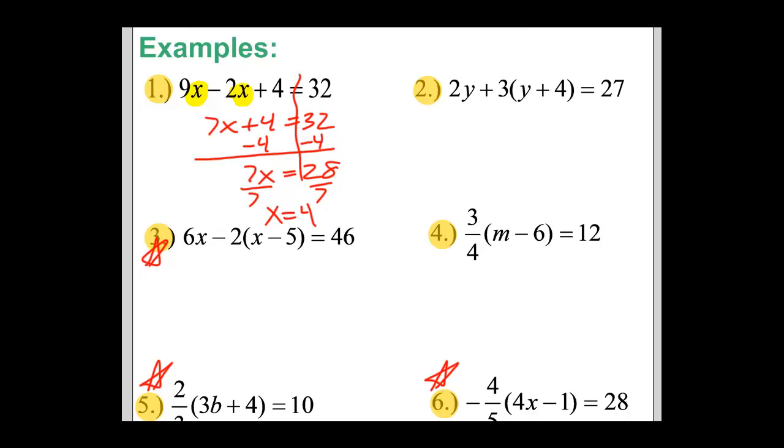Now a good thing to do is you can always take your answer and plug it in. That's a good way to check it. So I'll do it here in blue, right up above it. I'm going to take 9, plug in 4, minus 2, plug in 4, and then add 4, and that should all equal 32. Let's see if it does. So 9 times 4 is 36, minus 8, plus 4, does that equal 32?